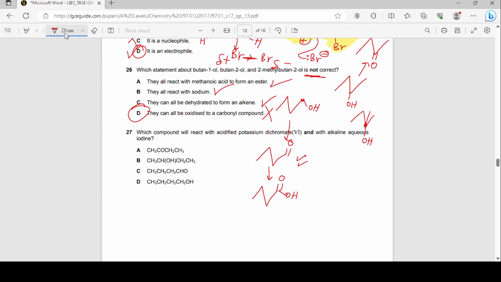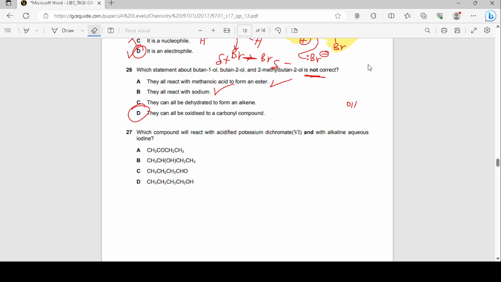Now, the next question: which iodine compound will react with acidified potassium dichromate(VI) and with alkaline aqueous iodine? Okay, so let me see. The first option is CH3COCH2CH3. If I draw that out, 1, 2, 3, 4, and then you have a double bond here.